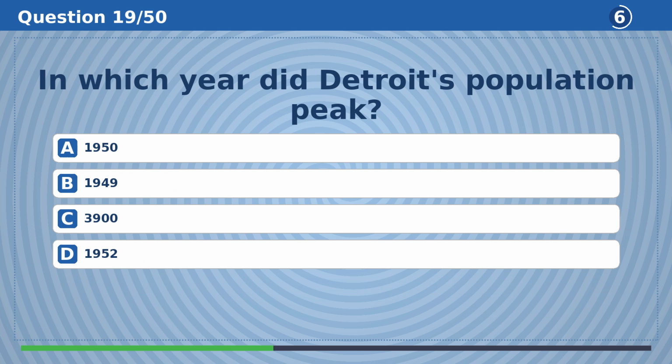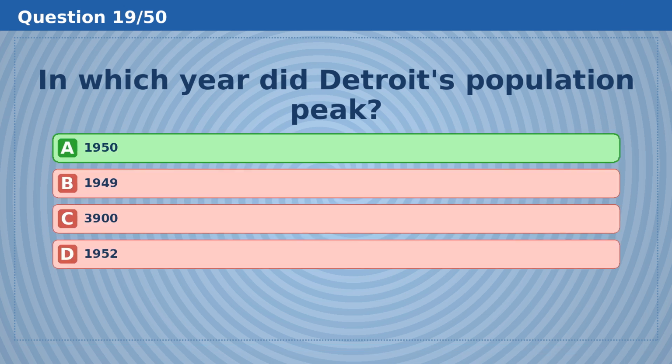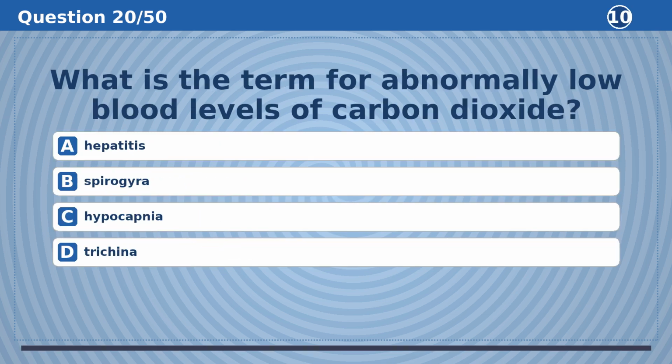In which year did Detroit's population peak? The answer is A, 1950.